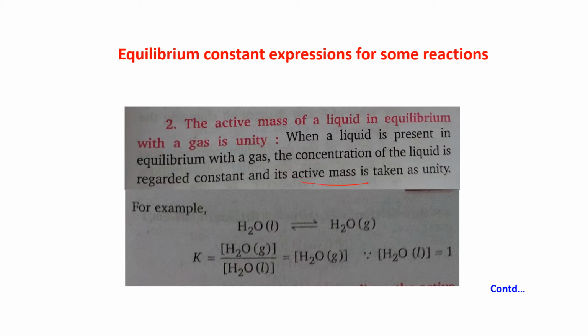For example, suppose H2O liquid is changing to H2O gas. It is a reversible reaction. That means it is in equilibrium. Then in that case, K is equal to the concentration of the product divided by the concentration of the reactant. And you see that the reactant is in the liquid state. So its active mass is taken as unity. So its equilibrium constant K we are getting as H2O gas, its active mass. Is it okay, children?